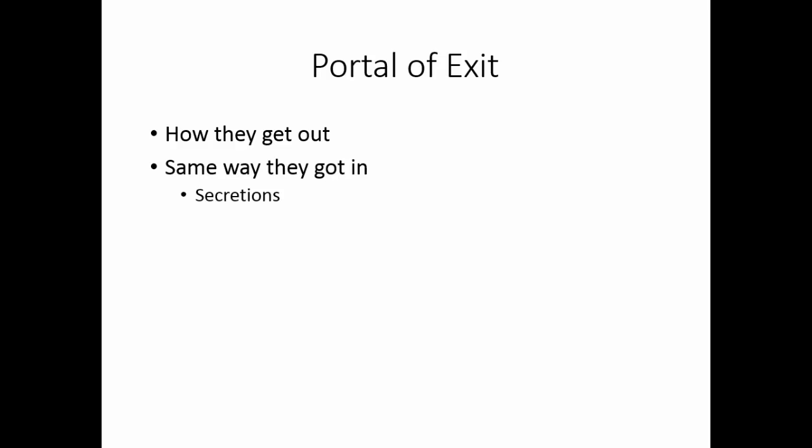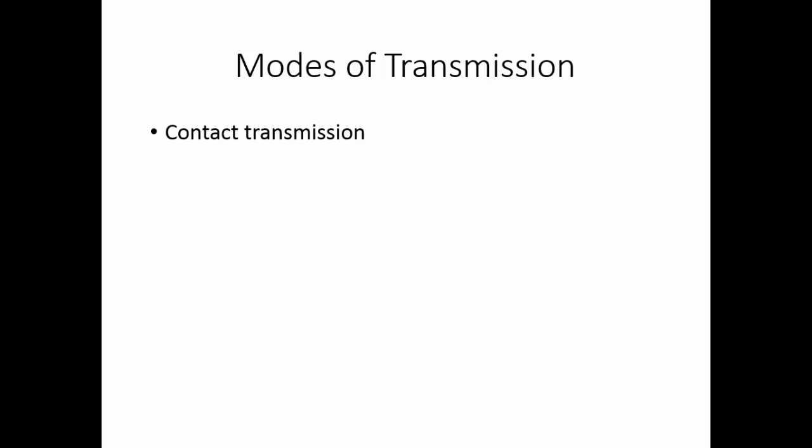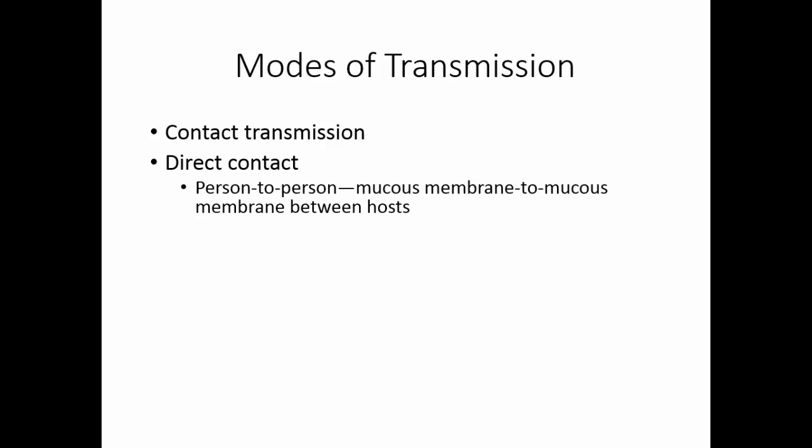We talked about how they get in; how do they get out, what's the portal of exit. They pretty much get out the same way they got in. Any secretion, excretion, blood, body waste, wound drainage, exudates, any of those things carry infectious diseases from any normal body opening or any wound in the body. How do we transmit diseases? Well, we have contact transmission. This can be direct contact, that's person to person or mucous membrane to mucous membrane. This is direct contact between two hosts. Direct contact is also considered for any diseases that cross the placenta.